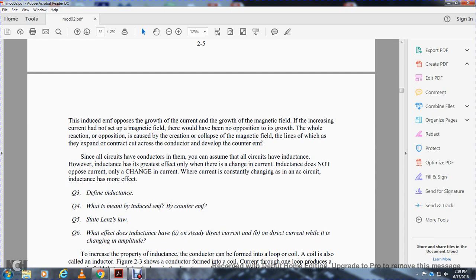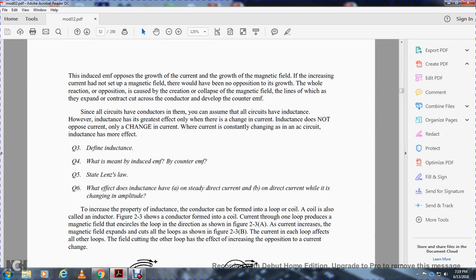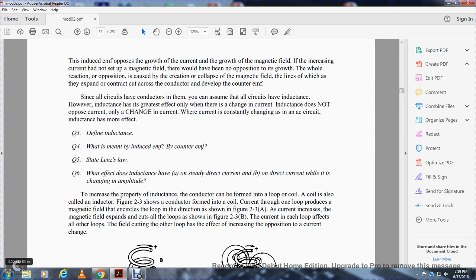Alright, define inductance. What is meant by the counter EMF? State Lenz's law. What is the effect that is induced in a steady direct current, and in direct current while it's changing amplitude? To increase the property of inductance of a conductor, it can be formed into a loop or coil. A coil is also called an inductor.